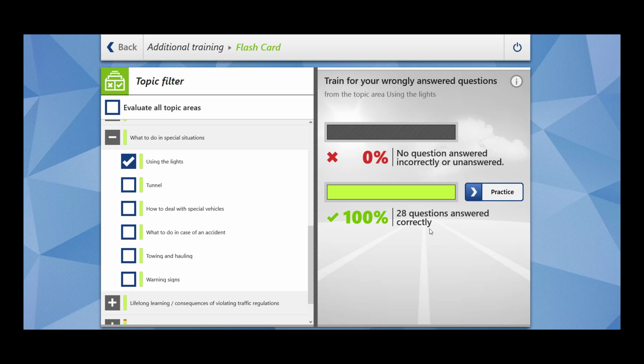In today's video, we are going to cover 28 questions related to using the lights, which falls under the main topic of what to do in special situations. This video, using the lights, is very important also from the practical driving exam point of view. These are the questions that the examiner may ask you during the technical questions.